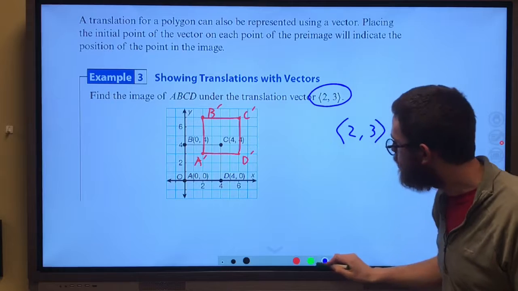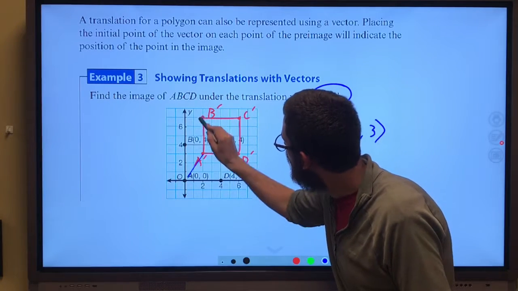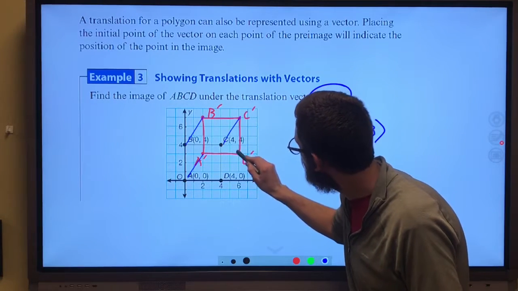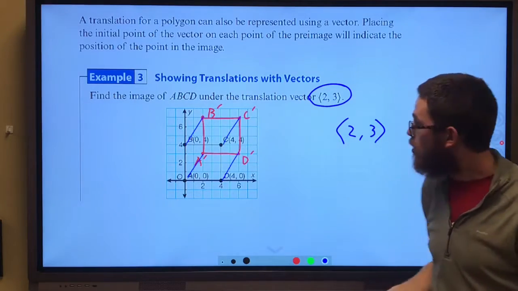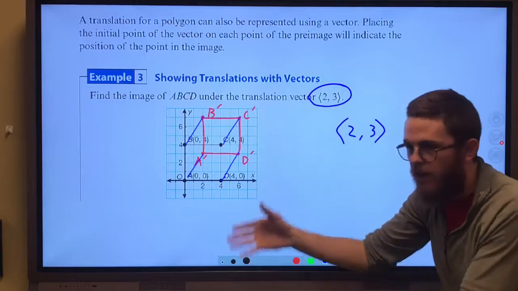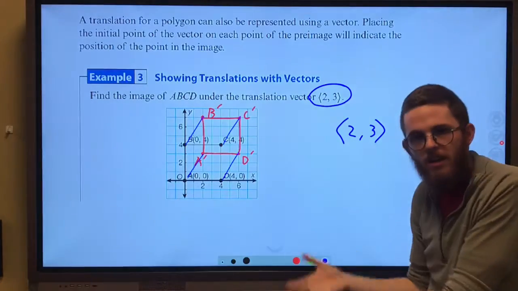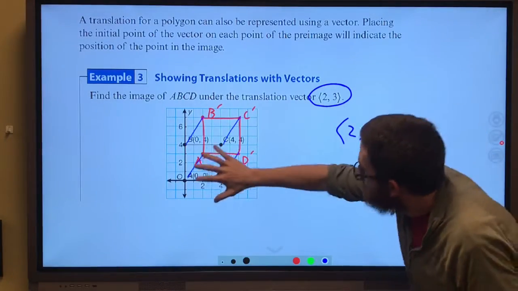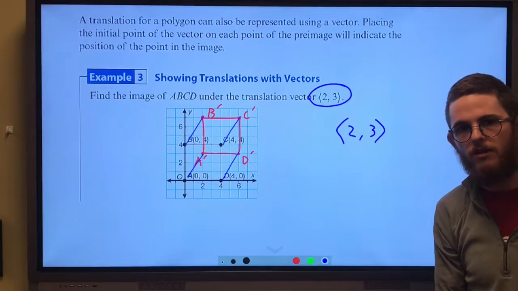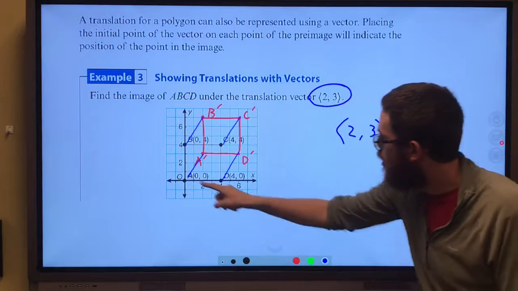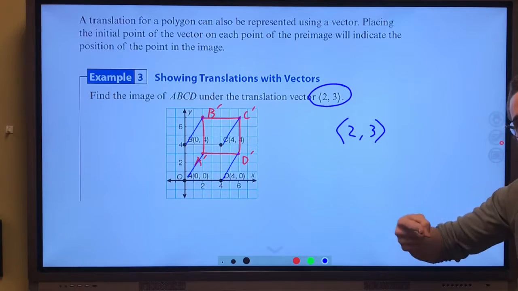Okay, notice there, if we connect those points, A to A prime, B to B prime, and so on, this is the vector in which we've translated. The vector, essentially, is that segment showing how we've slid our object about. Over 2, up 3. There it is.